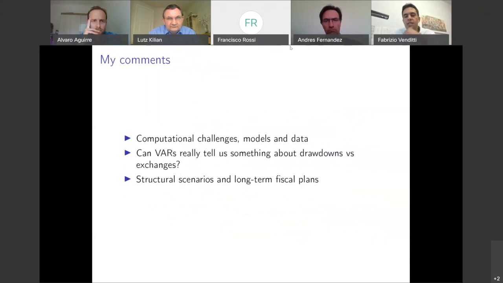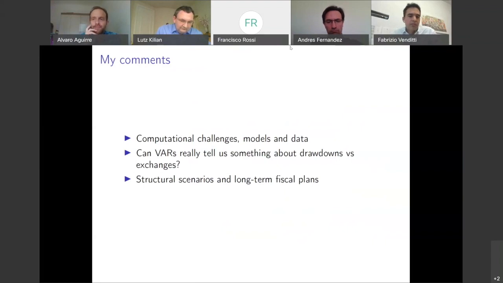So my points, I will discuss 3 points. One is computational challenges, models, and data. So as Lutz has already explained, one of the models is discarded by the data because there's no way to estimate it. But my question to him and my questions to us is really, how do we need to interpret this kind of results, or these episodes, when you have a general model that you cannot estimate.